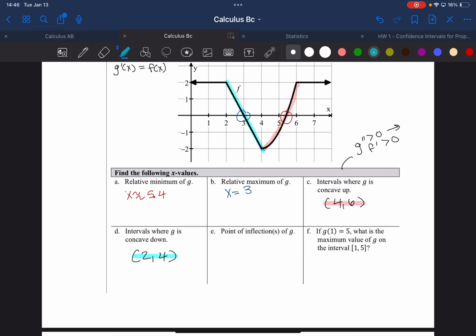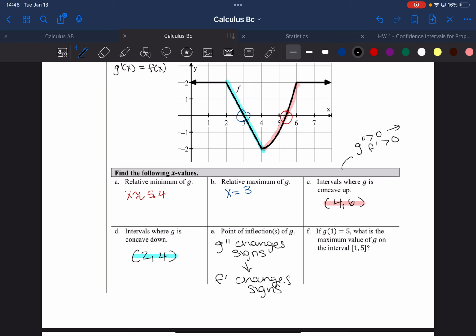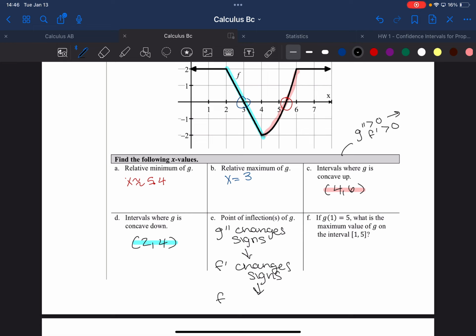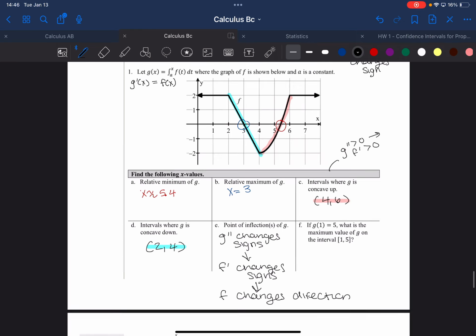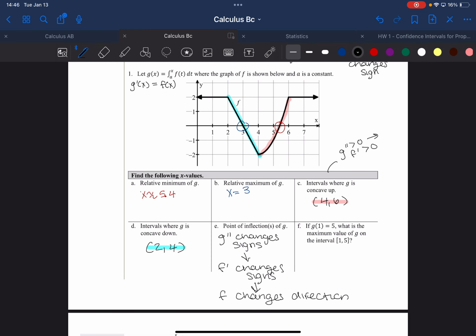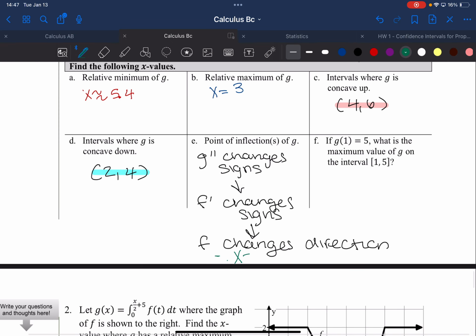So remember, point of inflections, that means we are looking at where g double prime changes signs. Okay. This is equivalent to where f prime changes signs. Okay. Which means this is where f changes direction. Which is going to be at what x value? 4, because where it changes direction. Okay, right here. X equals 4.